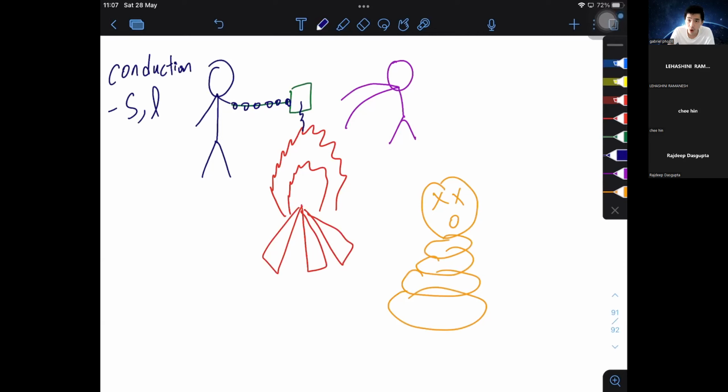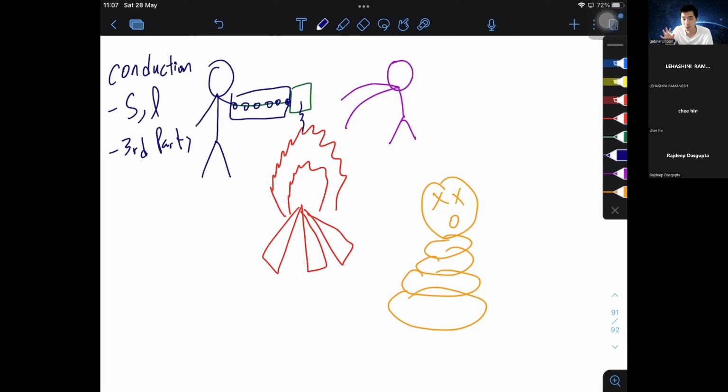Now, usually for conduction to occur, guys, it must involve a third-party object. Okay, in this case here, the third-party object will be essentially the metal stick, because the heat will heat through the marshmallow, heat through the metal stick, only then it will reach your hand. So in this case here, the third-party object is essentially this metal stick here.